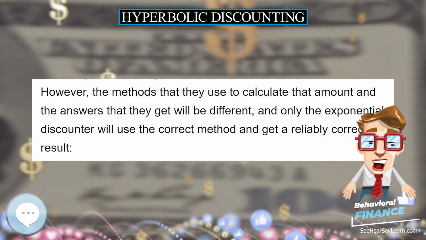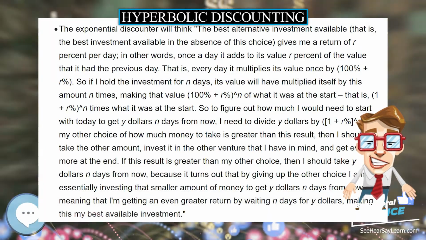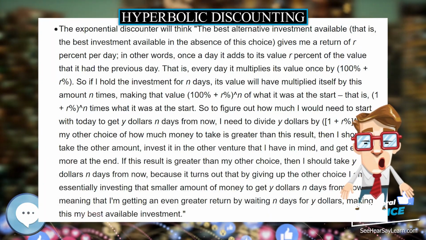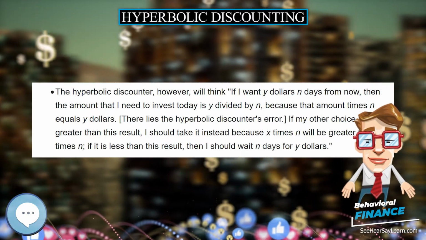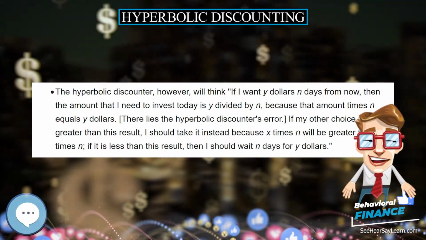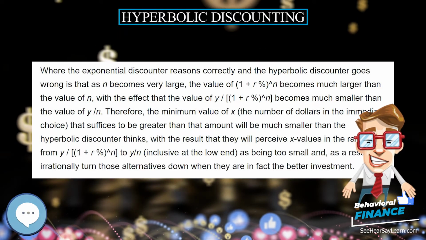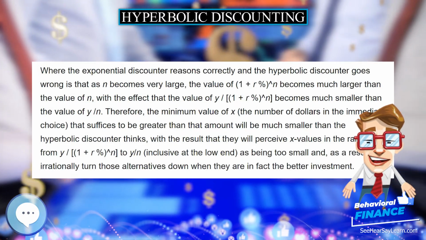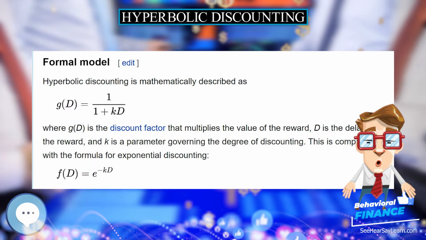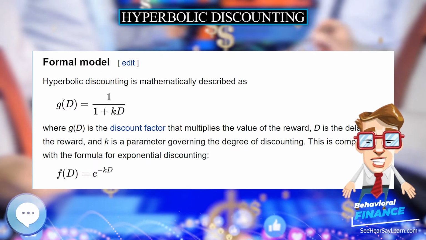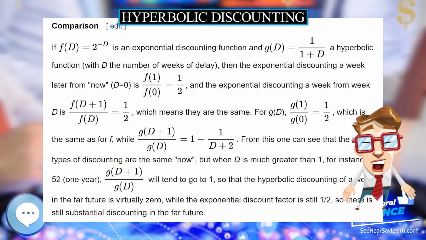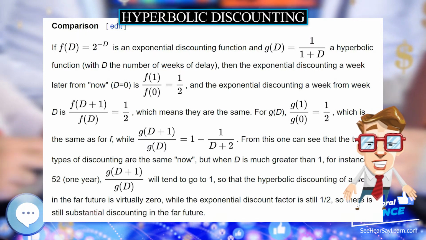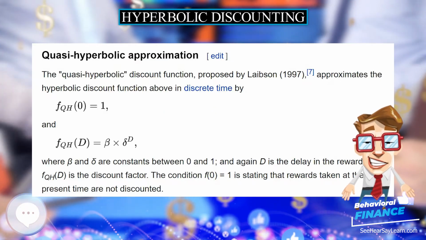From this one can see that the two types of discounting are the same now. But when d is much greater than 1, for instance 52 weeks, 1 year, (gd + 1)/gd will tend to go to 1, so that the hyperbolic discounting of a week in the far future is virtually 0, while the exponential discount factor is still half, so there is still substantial discounting in the far future.